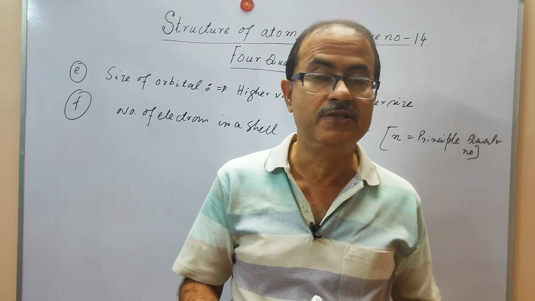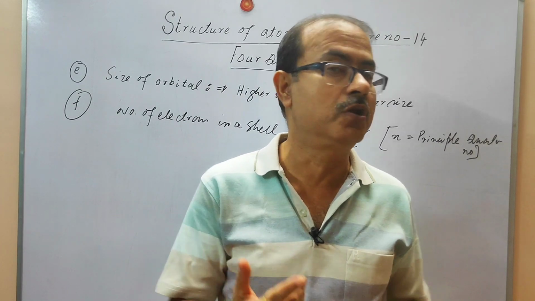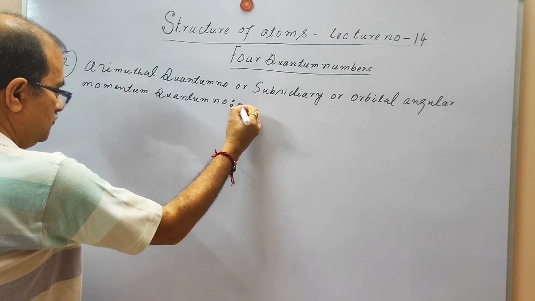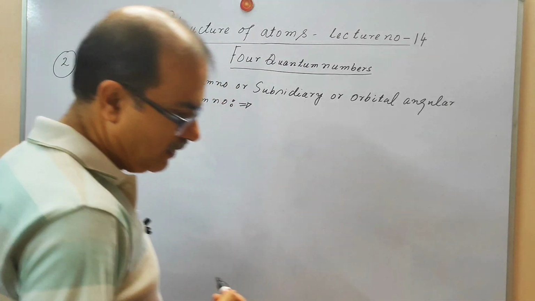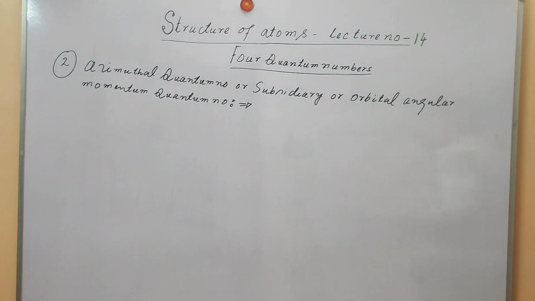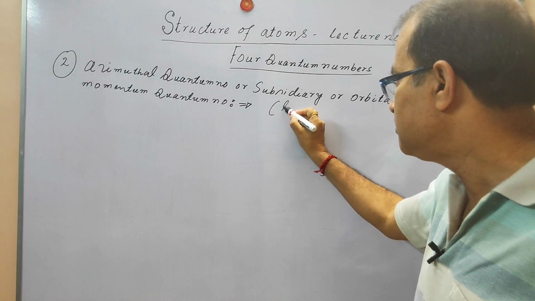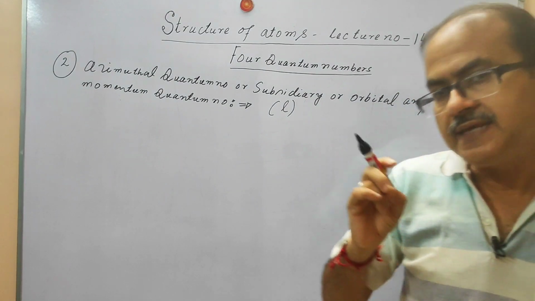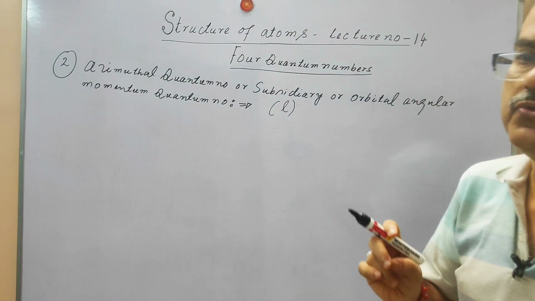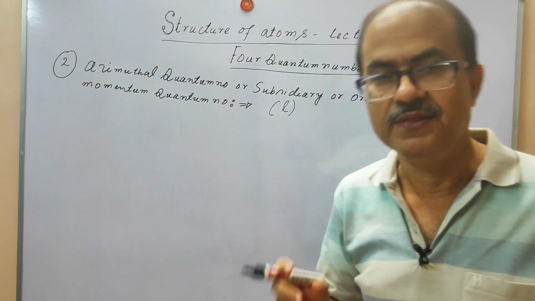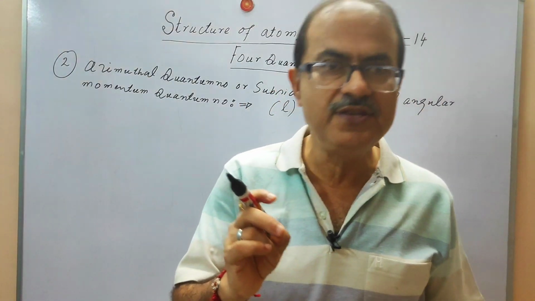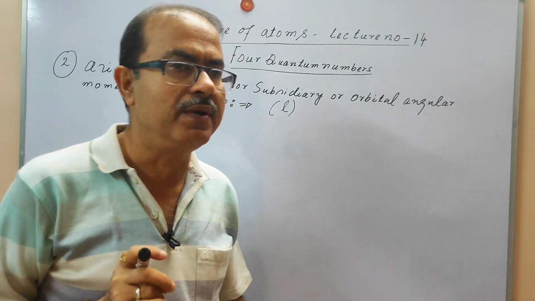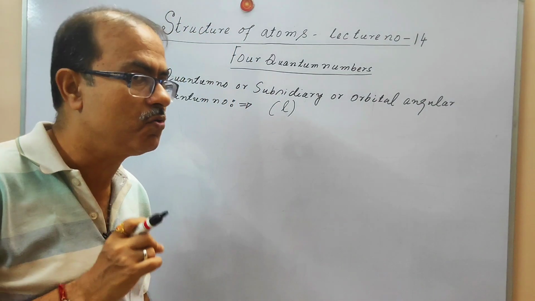The next quantum number we are going to discuss is the azimuthal quantum number, or subsidiary quantum number, or orbital angular momentum quantum number. This quantum number is represented by the small l. From this quantum number, we know that the shell is subdivided into subshells or sub-levels. And the value of this azimuthal quantum number depends on the principal quantum number.